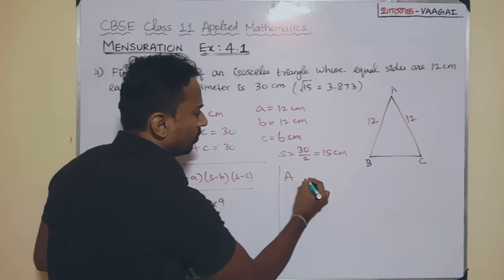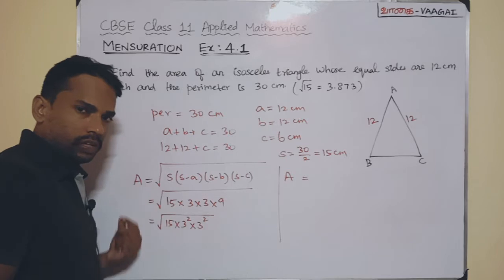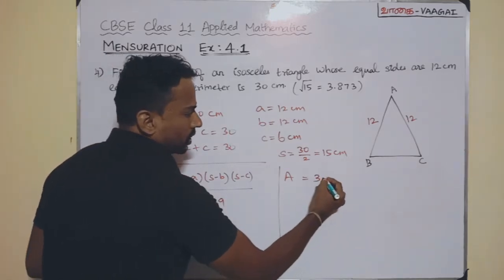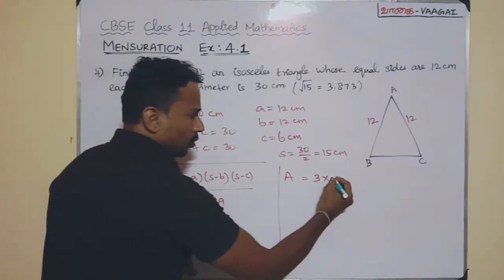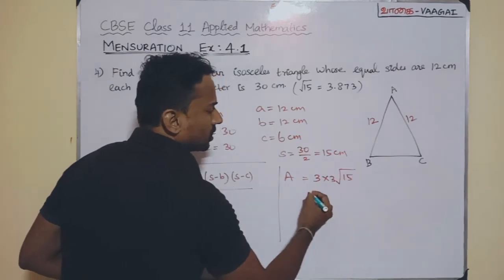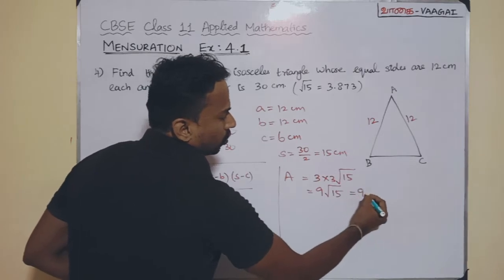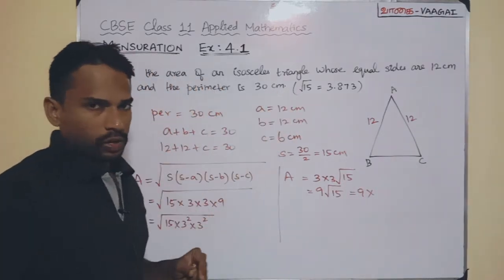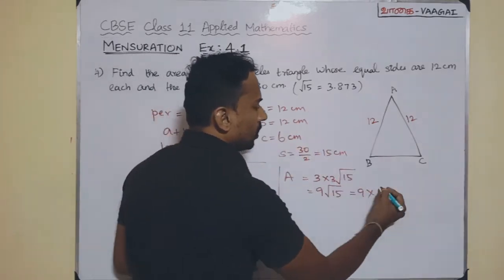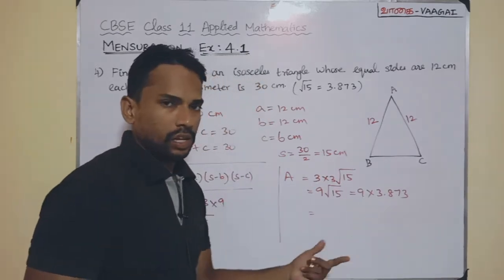Okay, so I will be getting area is equal to, let me remove these two 3 squares out of the square root. So this 3 square, when coming out of the root, comes as 3. This 3 square also comes out as 3, and I will be left with only square root of 15. So my answer will be 3 3s are 9 into square root of 15. And just now we have noted the value of square root of 15, right? So 9 into root 15. So root 15, I will just substitute this value here. So 3.873.